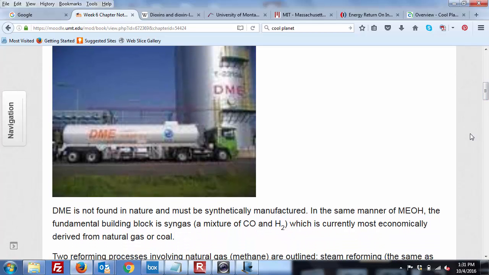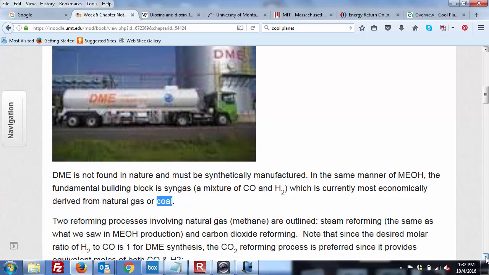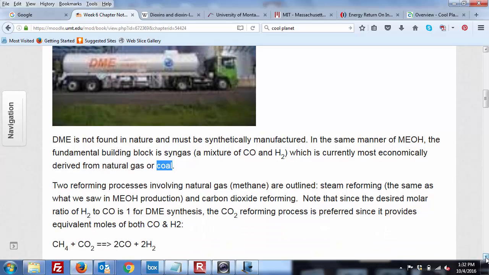In this case, as we guessed, it's carbon monoxide and hydrogen, and these are most economically derived from natural gas or from coal. But yes, natural gas and coal, you could make it from wood as well.